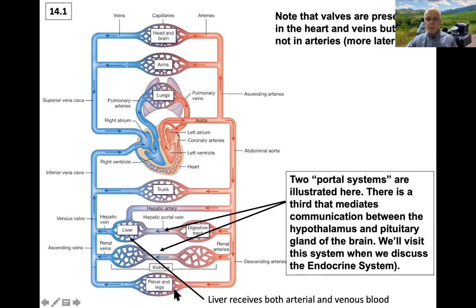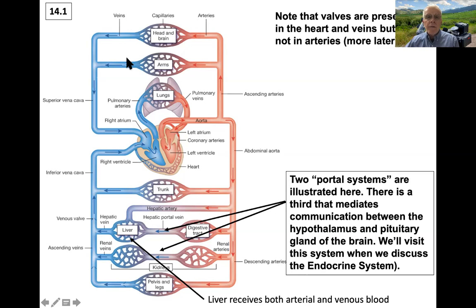So again, I've typed some additional notes here. The liver gets both fresh arterial oxygenated blood and relatively deoxygenated venous blood from the gastrointestinal tract. Some other things, again, when I type things on here, they're just to draw your attention to things that I think are important. You'll note that there are no valves. Note that valves are present in the heart and the veins, but not in the arteries.